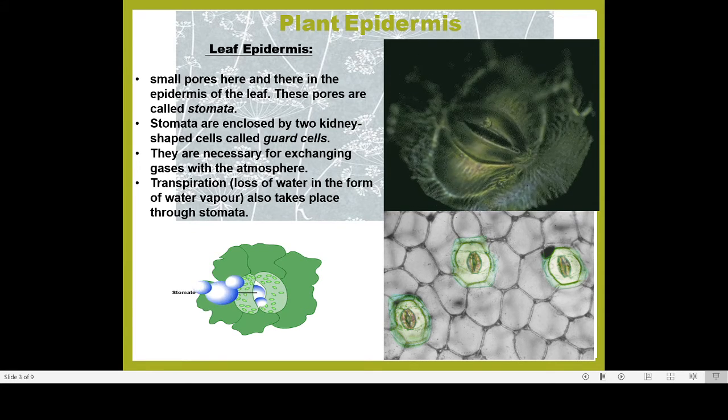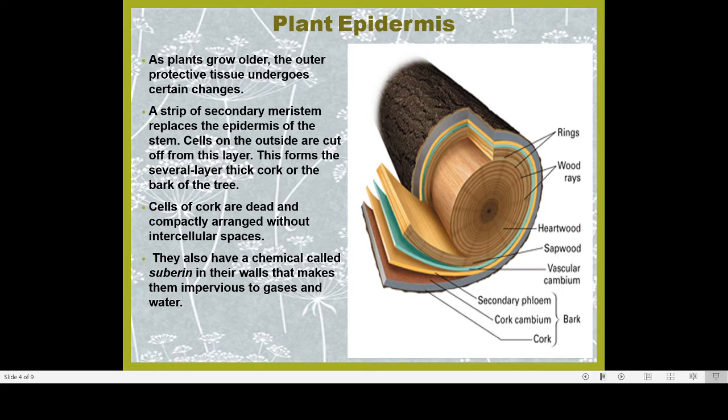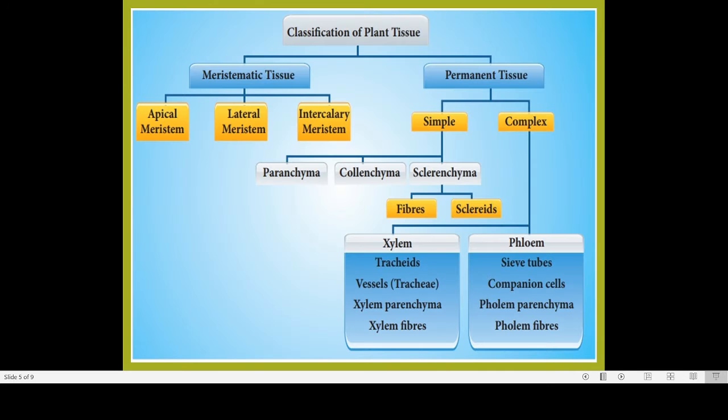As the plant grows old, the outer protective layer also undergoes certain changes. So they transform into cork or bark. Epidermis produces certain chemicals like suberin in their wall which do not allow gases and water loss.